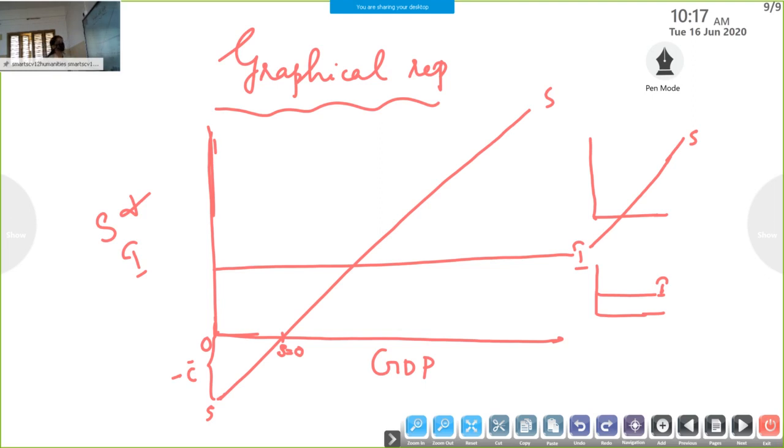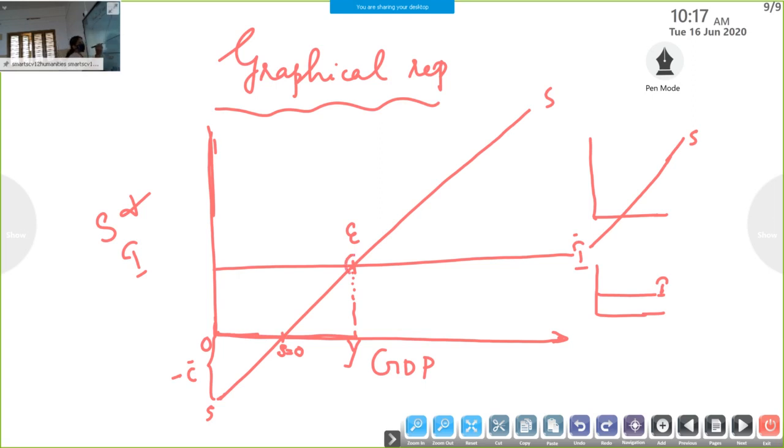Same explanation as we did in the ADAS approach. What is happening here? Here the saving curve intersects autonomous investment at point E. What is the equilibrium level of income? You just extend this point to the income axis. This is also known as the income axis. There we are getting the equilibrium level of income, that is OY. Okay.